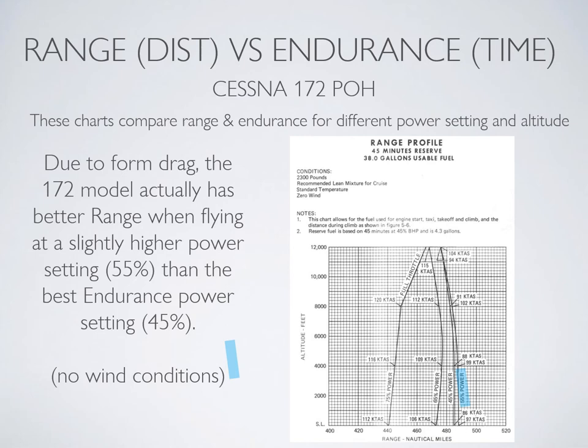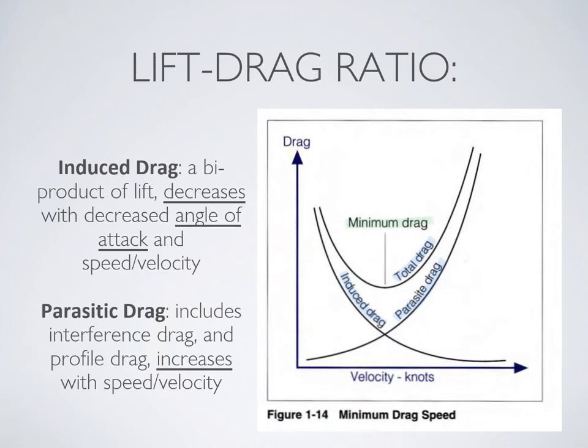So let's talk about drag for a minute. Going back to the flight training manual in exercise 10, you'll find a little graph that looks like this. What it's showing you is that there are two types of drag acting on an aircraft. Induced drag is a byproduct of lift, and it decreases with velocity. Parasite drag includes form drag and friction drag, and it increases as your airspeed increases.